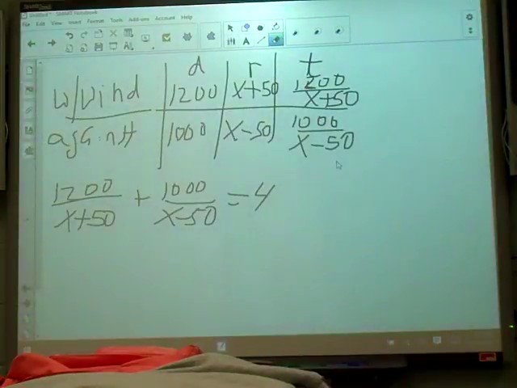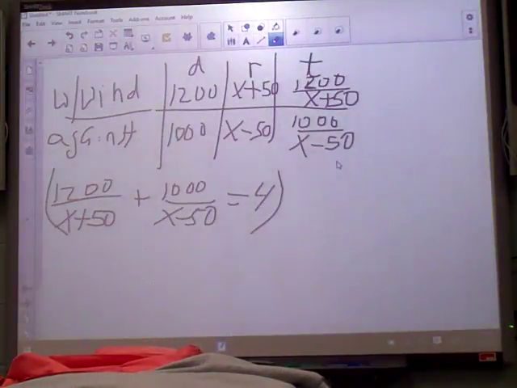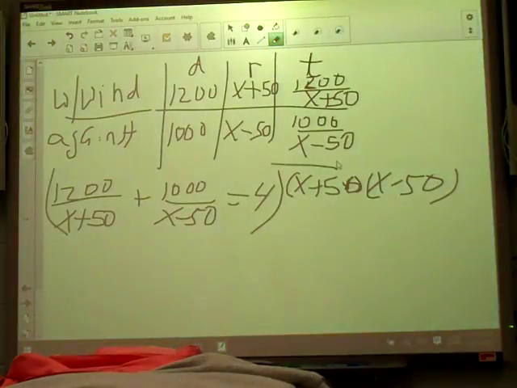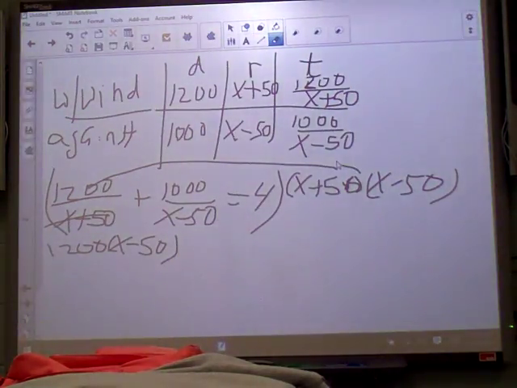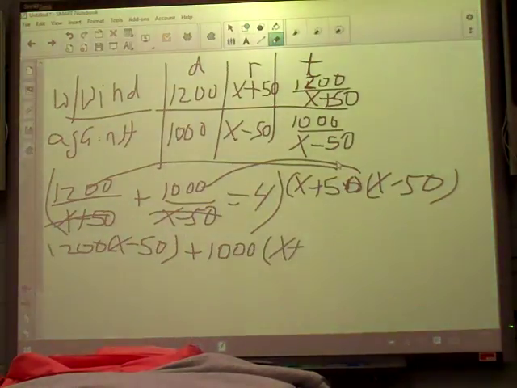Okay, now your dilemma is you need a common denominator. Or you can just get rid of the fractions altogether. It's kind of the same process. The denominator that you would use would be the product of x plus 50 and x minus 50. So we're going to multiply this whole thing by x plus 50 and x minus 50. When we go to the 1,200, the x plus 50s will cancel out, so we'll have 1,200 times x minus 50. When we go to the 1,000, the x minus 50s will cancel out, so we'll have 1,000 times x plus 50. When we go to the 4, nothing cancels out.